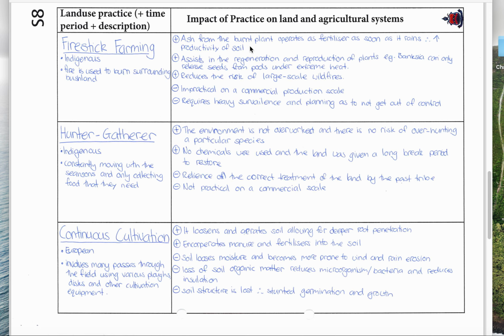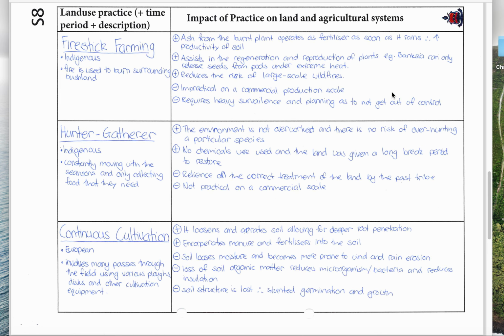The positives here are that ash from the burnt plants operates as fertilizer, increasing carbon, and as soon as it rains, it increases the productivity of the soil. It also assists in the regeneration and reproduction of plants. Banksia can only release seeds from its pods under extreme heat, and it reduces the risk of large-scale bushfires. The negatives are that it's impractical on a commercial large scale, and it also requires heavy surveillance and planning so that the fire doesn't get out of control.